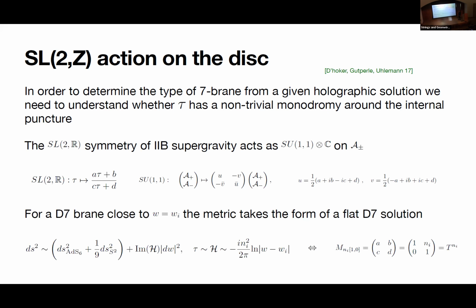Good. And moreover, if you look close to the 7-brane locus, you can also realize that for a D7 brane, you can really go close to the locus where the 7-brane is, and the metric will look like a flat 7-brane solution, where the role of Minkowski 8 is now played by AdS6 times S2, which are the dimensions that the 7-brane wraps.